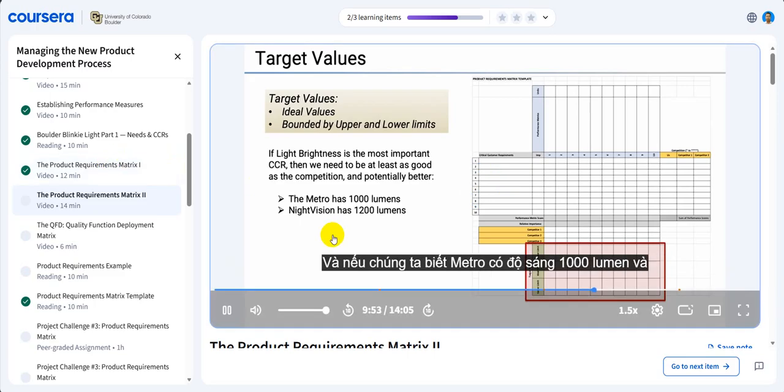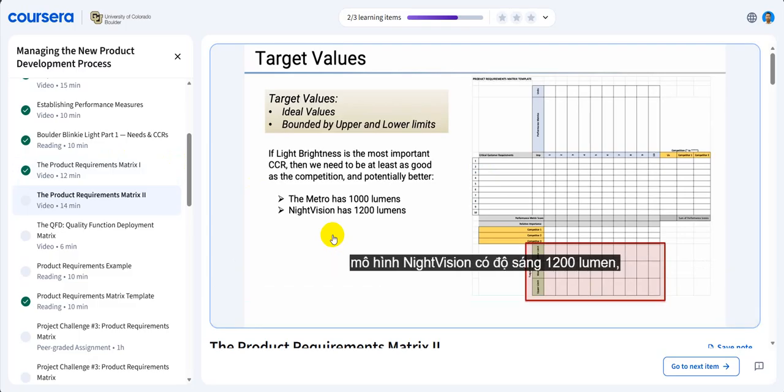If we know the Night Lights Metro has a brightness of 1000 lumens and the Night Vision model has a brightness of 1200 lumens, where do you think our target value should be? It probably should not be lower than 1000. It may not necessarily need to be higher than 1200, but it has to be somewhere in that range.